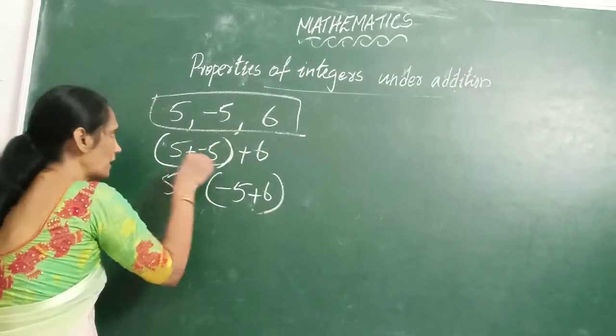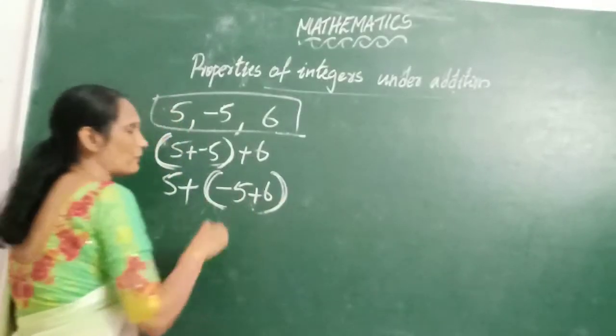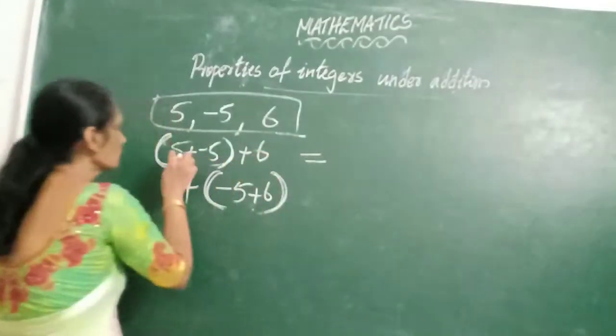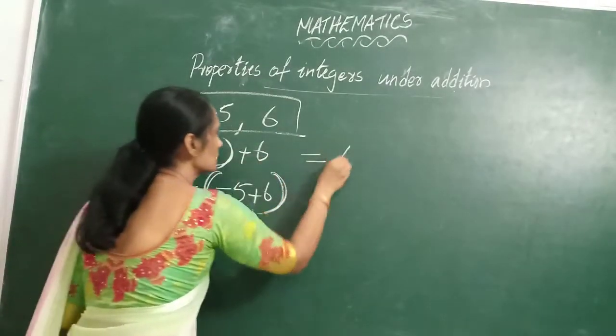I have paired 5 and minus 5. But here I paired minus 5 and 6. Let us add and see what answer we are getting here. 5 plus minus 5 is 0. 0 plus 6 is 6.